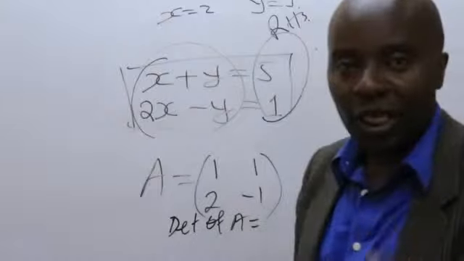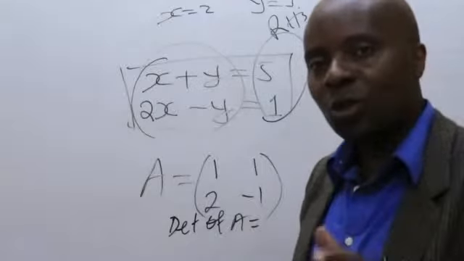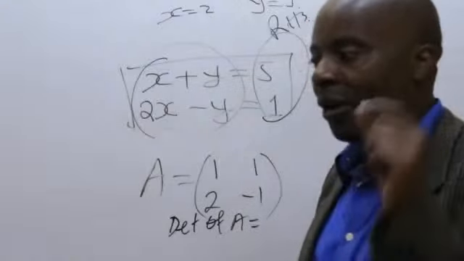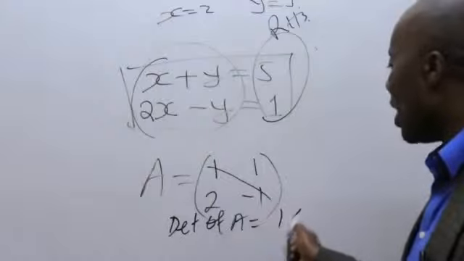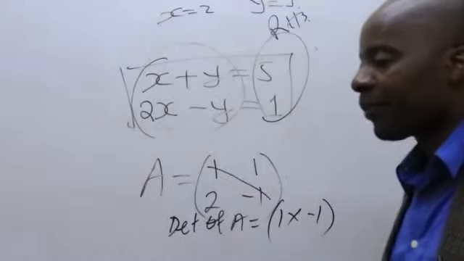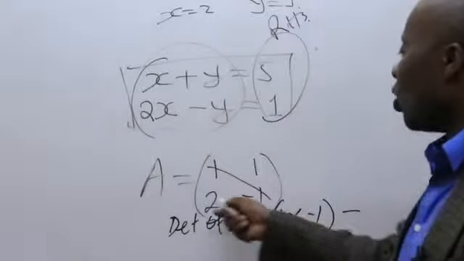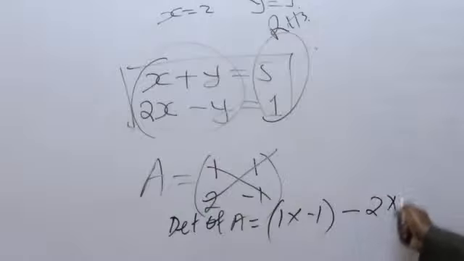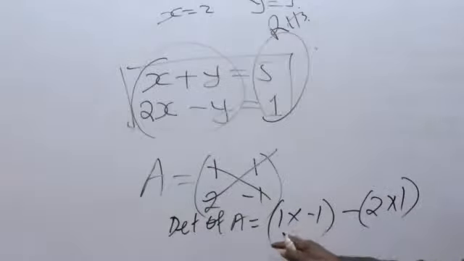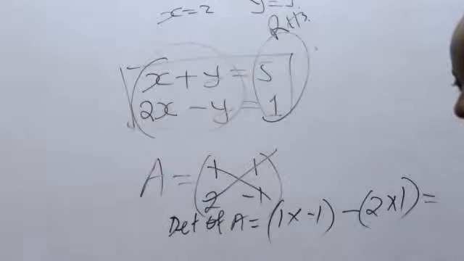It's very easy. To get the determinant here, I need to take the product of the primary diagonal minus the product of the secondary diagonal. So the product of primary, we have 1 times minus 1, minus the product of secondary. Product means you're multiplying. So 2 times 1. Please, you can avoid brackets here for the primaries, but for secondary, you must always put brackets. So could you kindly give me this figure? What is our determinant?